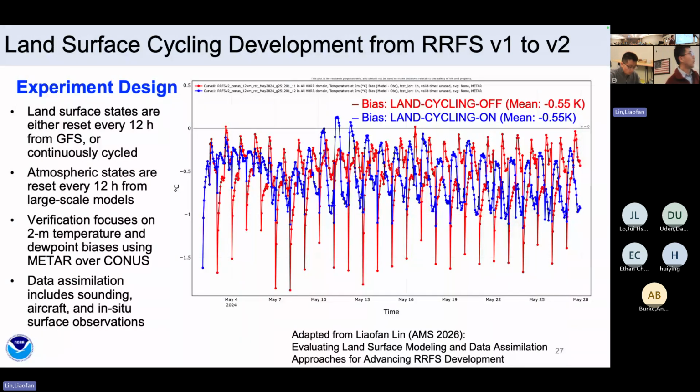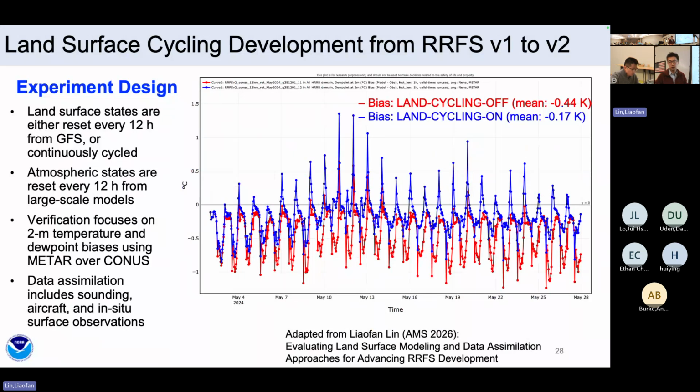The first thing you can see is that after a few days, without cycling and with cycling, they start to diverge. Even after a couple of days, it shows a strong diurnal shift between those 2 experiments. You can see the blue line and red line certainly have different diurnal shifts. In the future, we need to further investigate why there are such diurnal patterns. But in short, without and with cycling, they are very different. Next is the dew point verification averaged over the CONUS for the entire month of May.